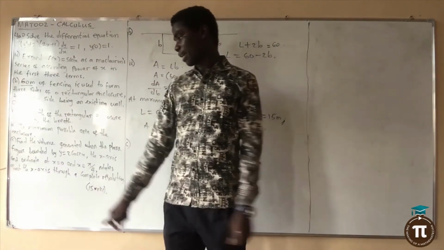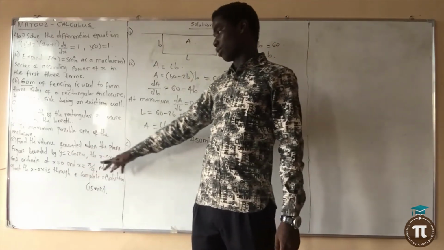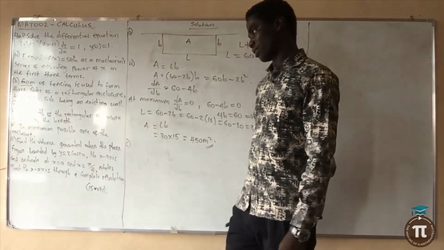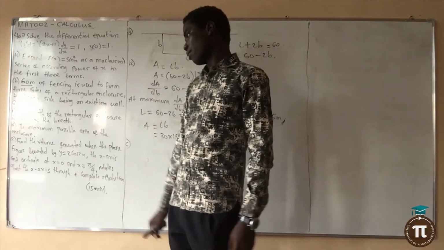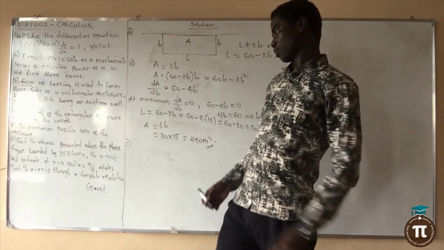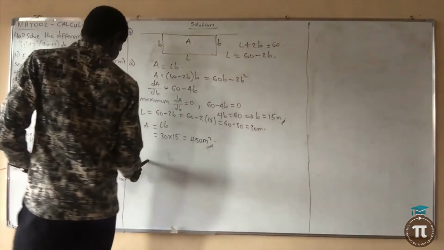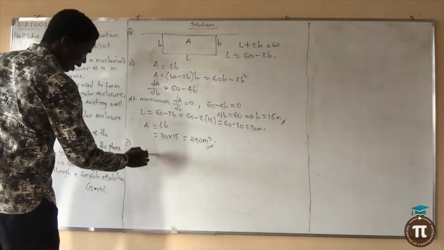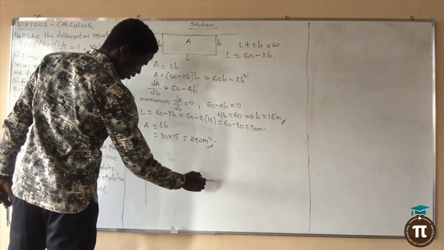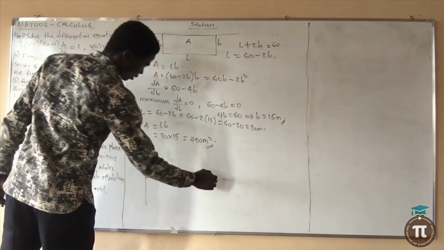So, the third one: find the volume generated when the plane figure bounded by y equals cos 2x, the x-axis, and the lines x equals 0 and x equals pi over 4 is rotated about the x-axis through a complete revolution. So now, look at what they are talking about. We want to find volume, and this particular concept is on application of integration basically.